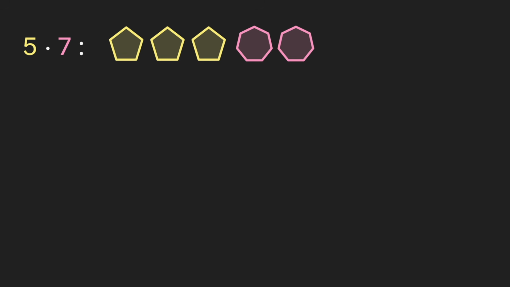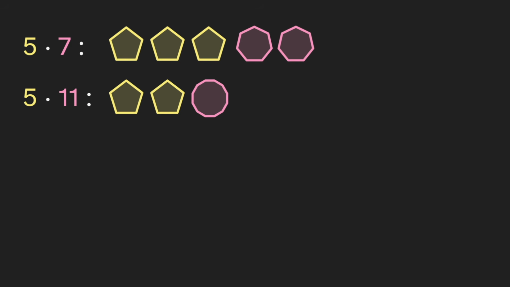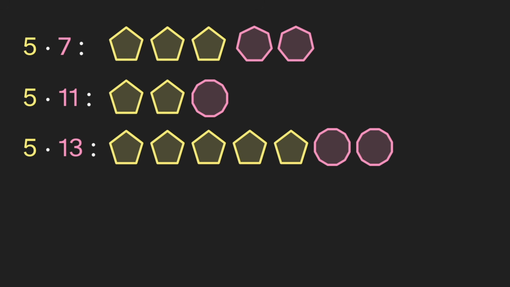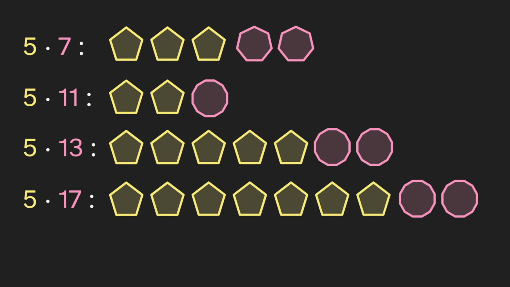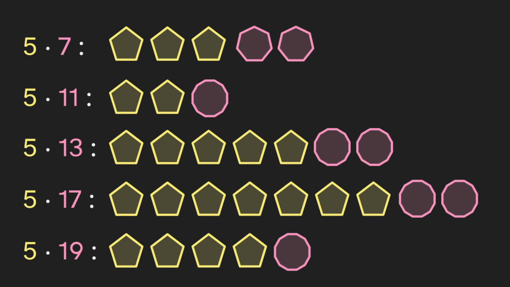So the shapes from 5 times 7 can be constructed with 3 pentagons and 2 heptagons. And then 5 times 11 from 2 pentagons and an 11-gon? 11 is simpler than 7. Okay, what about 13? That's from 5 pentagons and 2 13-gons. And then for 17, we need 7 pentagons and 2 17-gons. And then 19, only 4 pentagons and 1 19-gon. For some reason, 11 and 19 are simpler than the rest.